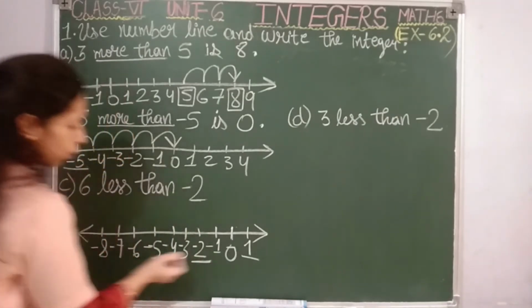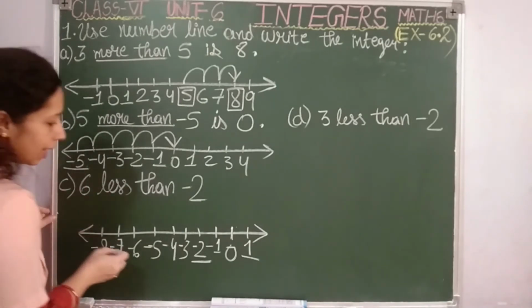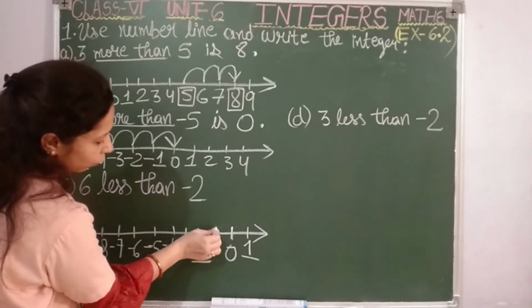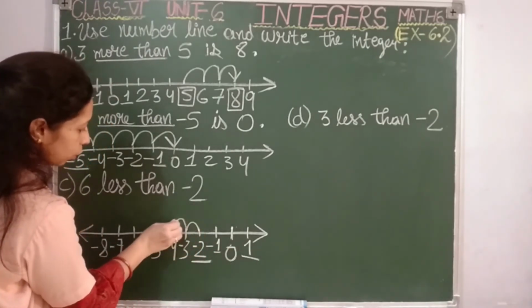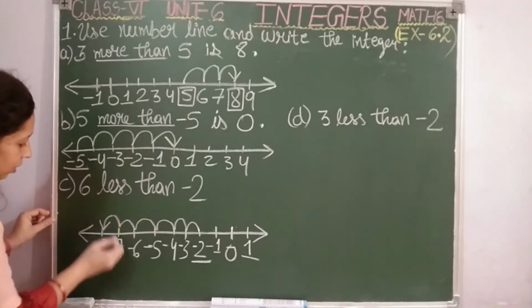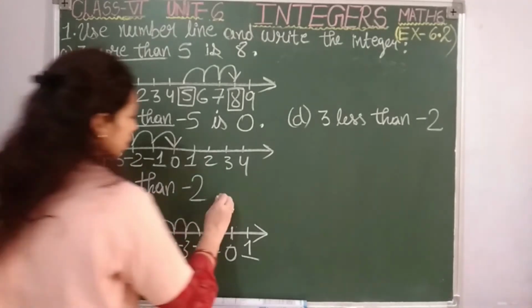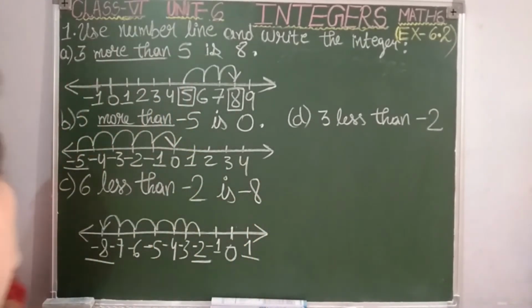Then we have to start from minus 2 and take 6 steps to the left. So see, students, I am starting from minus 2. Then 6 steps: 1, 2, 3, 4, 5, 6. Where have I reached? I have reached at minus 8, students. So here I will write 6 less than minus 2 is minus 8.